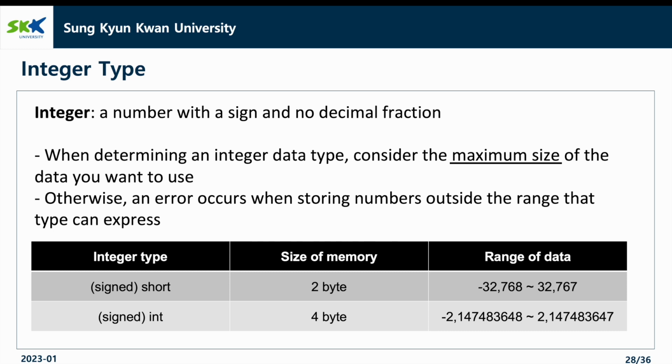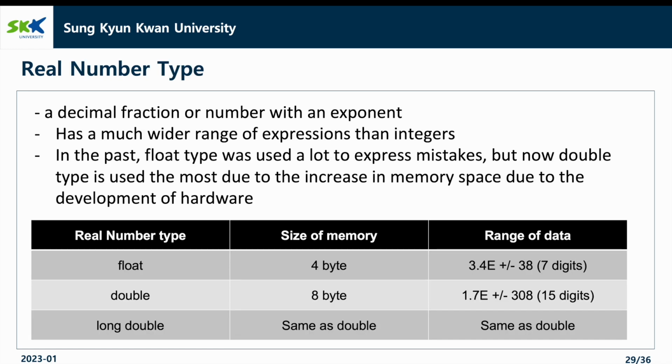When determining the type of integer data, be sure to consider the maximum size of the data you want to use. This is because if you store data that is beyond the range that type can express, it can overflow, resulting in completely different values. Second, real numbers are numbers with decimal parts or exponents, which have a much wider range of expressions than integers.